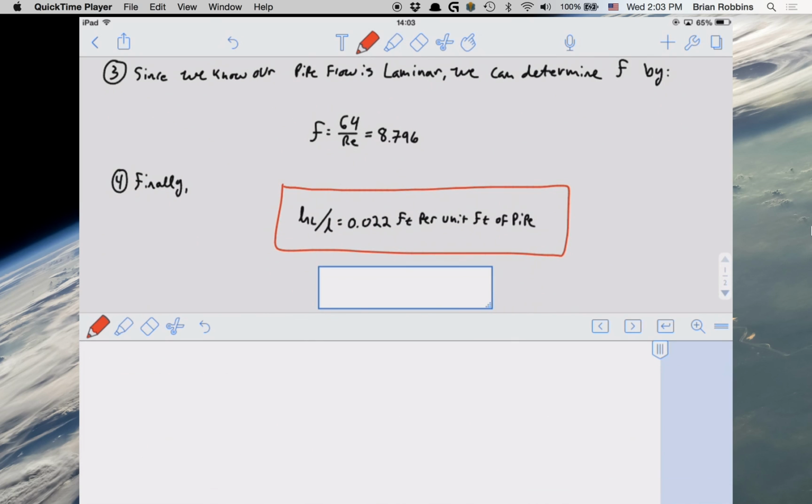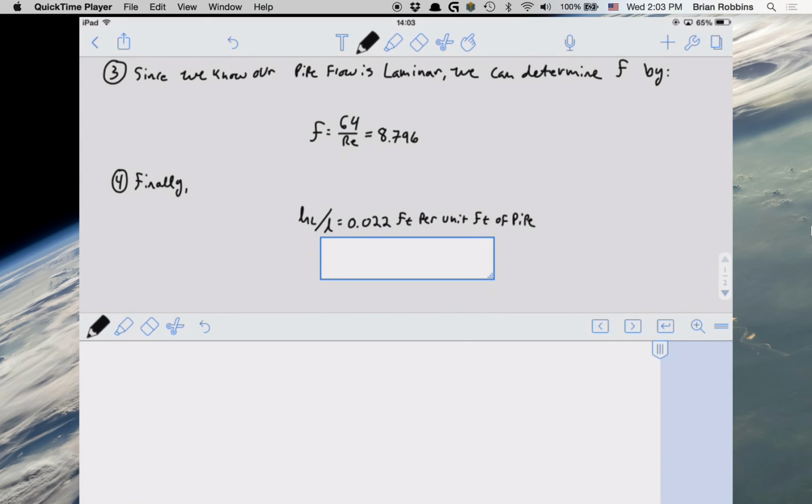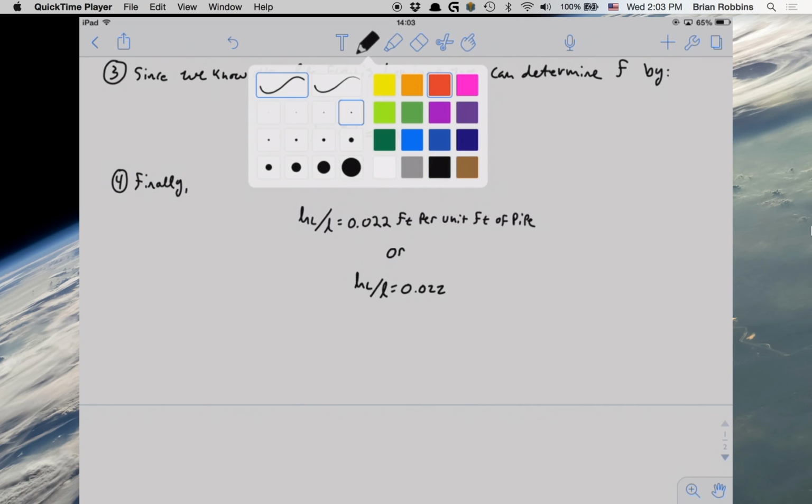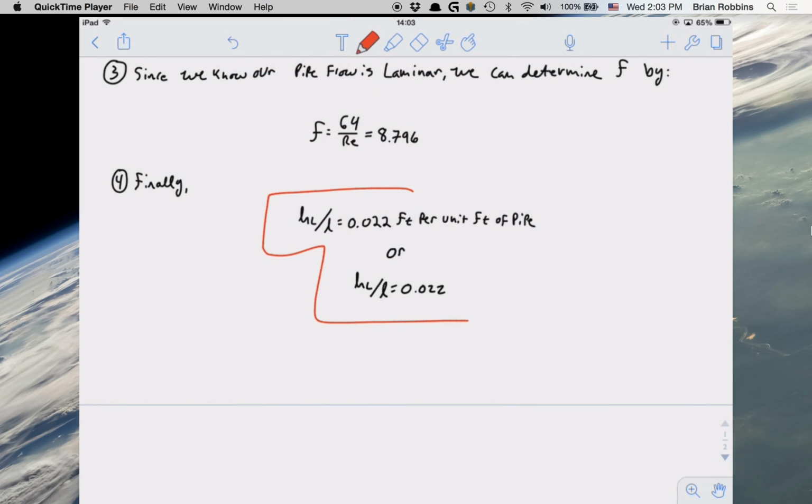And actually, I'll just write it as non-dimensional as well, or just write it as a unitless quantity. Both are exactly the same. Just one's more explicit than the other. Okay, so that is our final answer for this problem. We've gone ahead and solved our problem. So not too bad, not too bad.